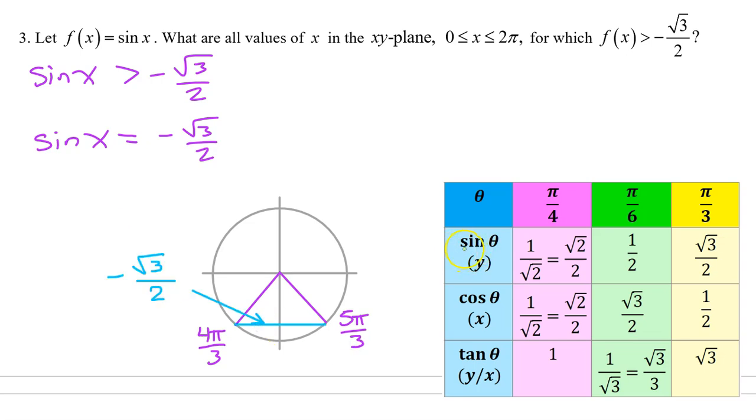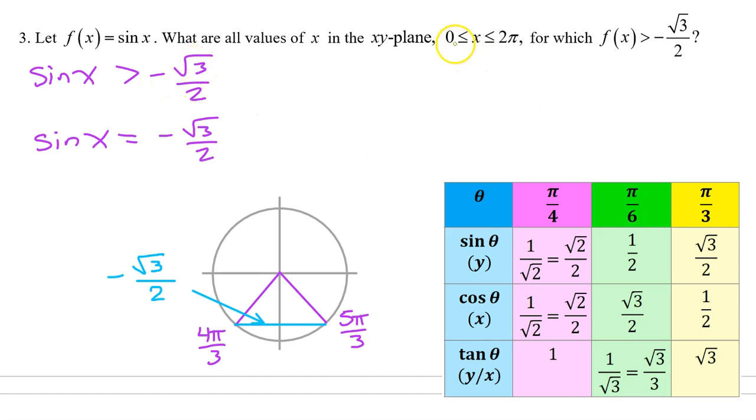On the unit circle, the sine function represents the y value, or the vertical displacement of the endpoint of the angles, and the sine of both of these angles is negative radical 3 over 2. So this light blue line represents a vertical displacement of exactly negative radical 3 over 2. We are looking for where the y value is above negative radical 3 over 2.